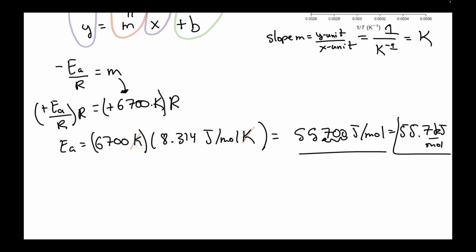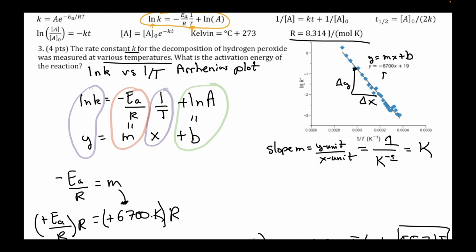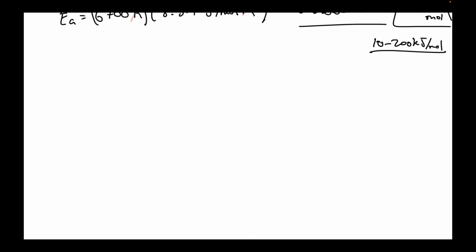kilojoules per mole. A good check is that your number of kilojoules per mole for activation energy should always be in sort of the 10 to 200 kilojoules per mole region. Hard to have an activation energy much outside of that range. That's a pretty large range. So yeah, that's again really going back to comparing everything to a line, which is a main theme in this quiz and on this part of the exam.